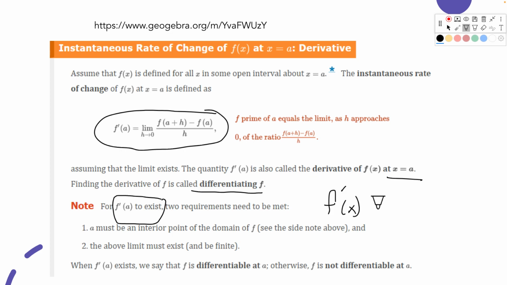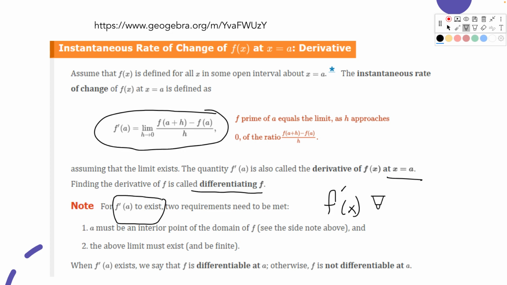And again, a couple rules. It must be an interior point. It won't work at endpoints because at one endpoint we don't know what happened before, and at the other endpoint we don't know what's happening afterwards. So we can't really take a derivative there. And again, what we're going to give you fits these things. The above limit must exist. If it doesn't exist, then we can't take the derivative. Everything we're going to give you, the limit exists. And when it does exist, we say it's differentiable.